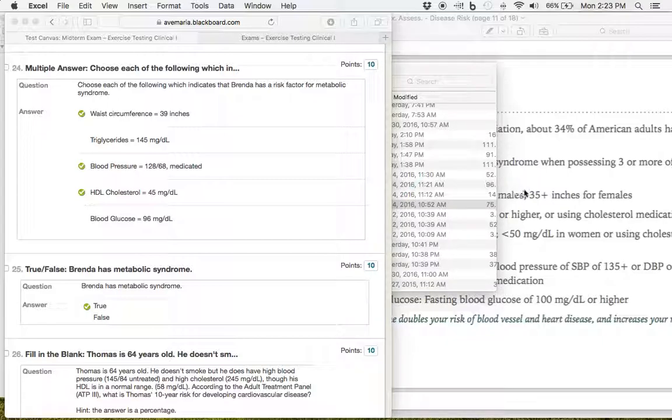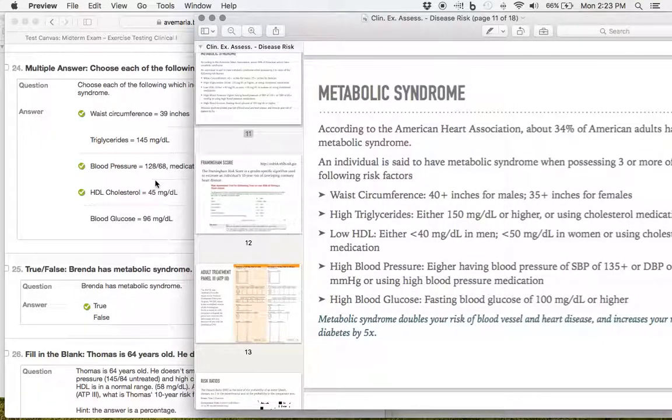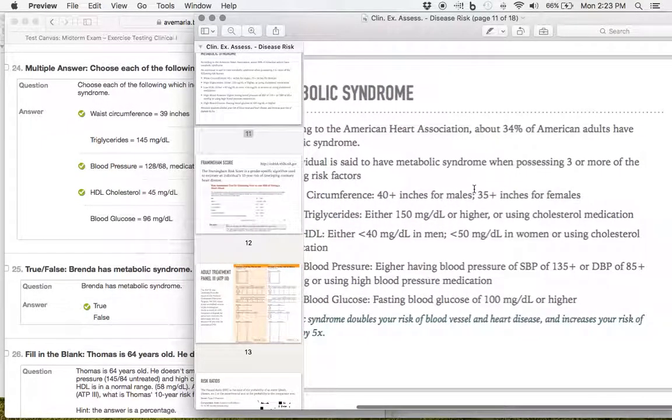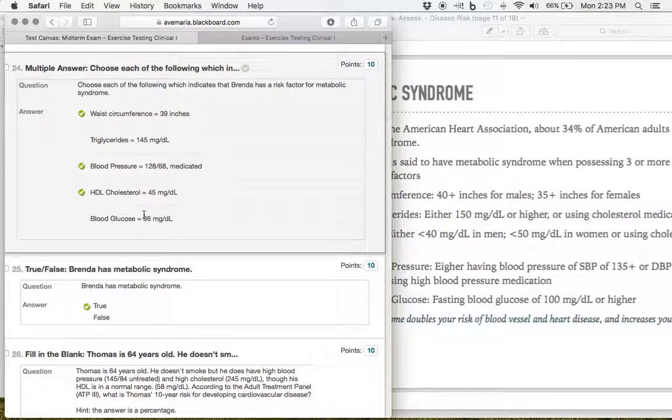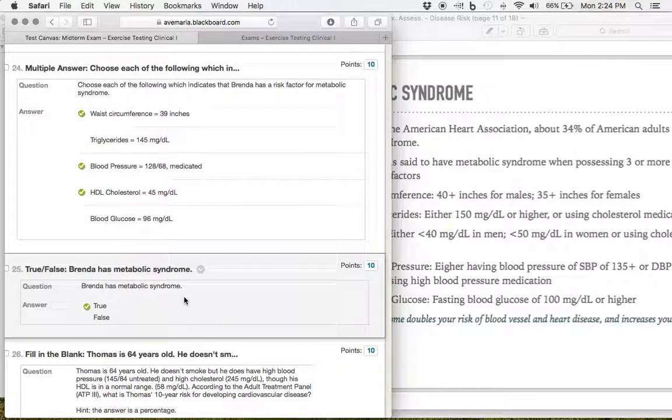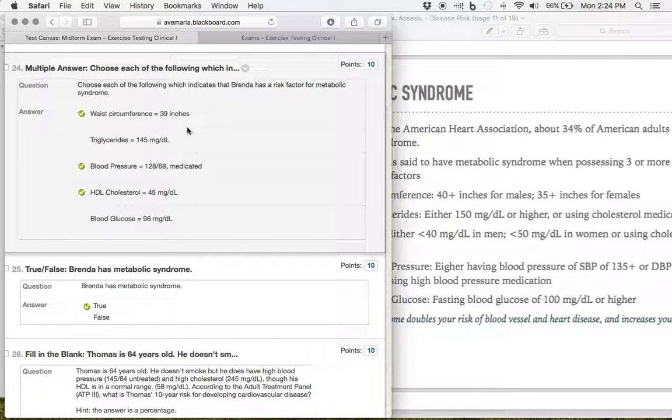All right, let's pivot a little bit. Get rid of this box. Open up metabolic syndrome, which is our next question. So our next question, we want to know whether Brenda has metabolic syndrome. That's really in the next question, but we want to know which of these indicates that she does have a risk factor for metabolic syndrome.